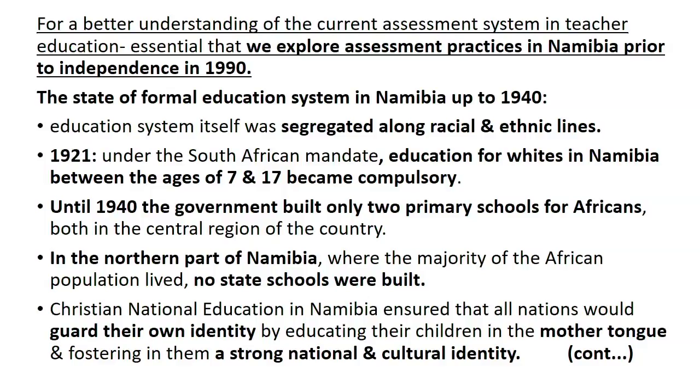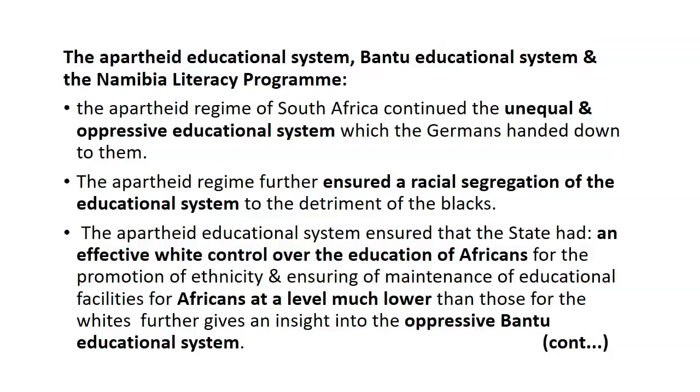Christian national education in Namibia ensured that all nations would guard their own identity by educating their children in the mother tongue and fostering in them a strong national and cultural identity. And you can see this is a repetition of what I said previously. The apartheid education system was built upon these specific principles.